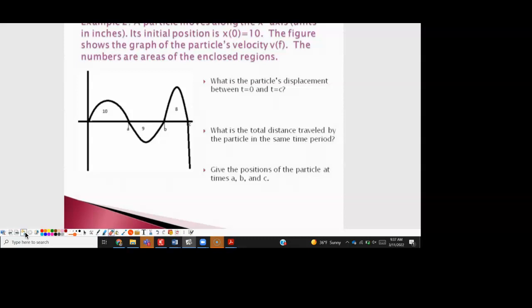So it says, what is the particle's displacement from 0 to C? So again, displacement: you gave me 10 minus 9, which is 1, plus 8. So it'd be 9. Correct. So displacement is 9. Displacement is just adding up all the areas. And the distance would be taking the absolute value of everything, making it 27. Yep, 27. This would be 10, plus 9, plus 8.